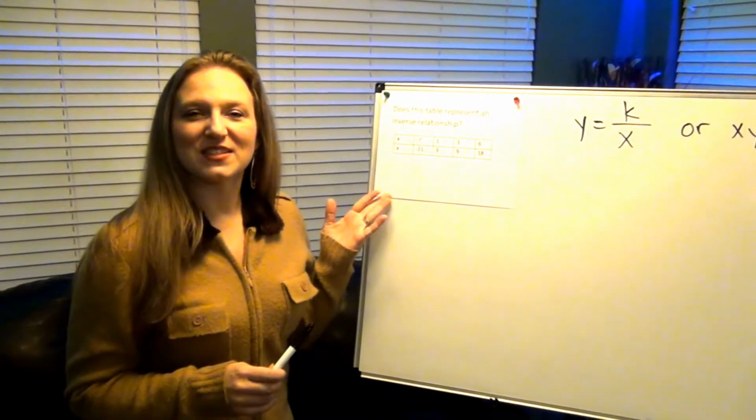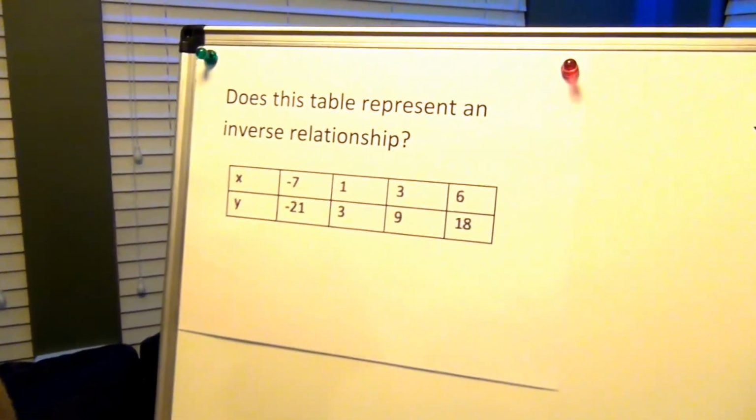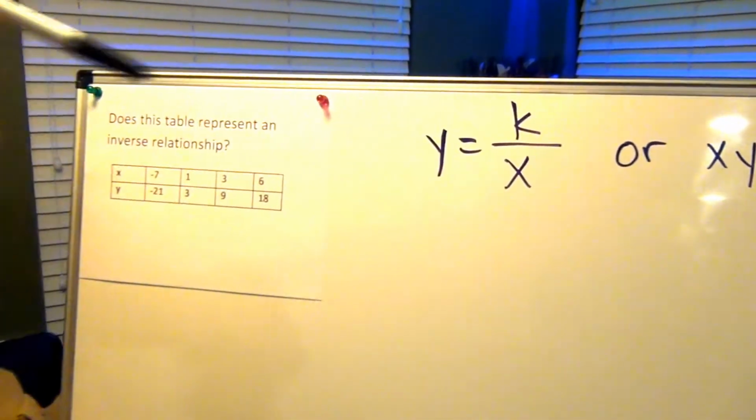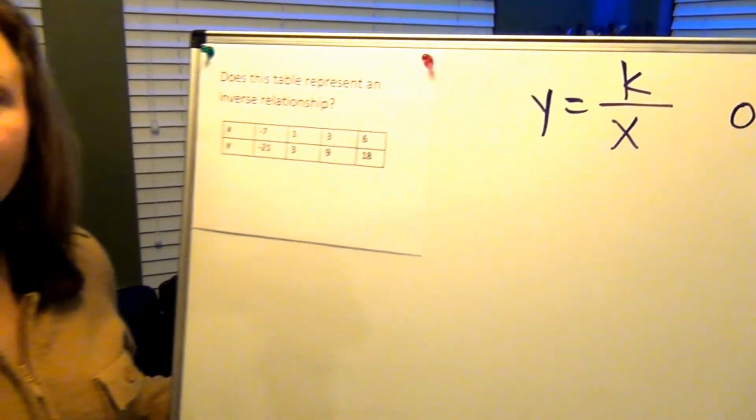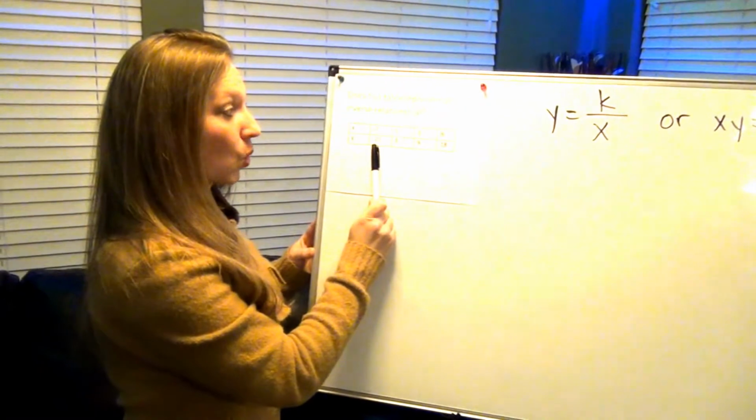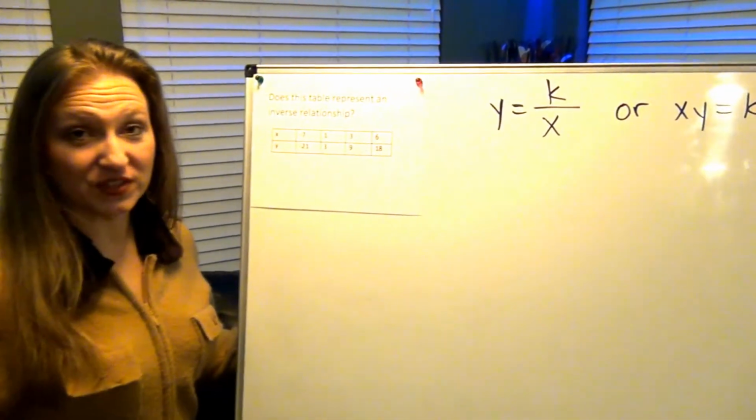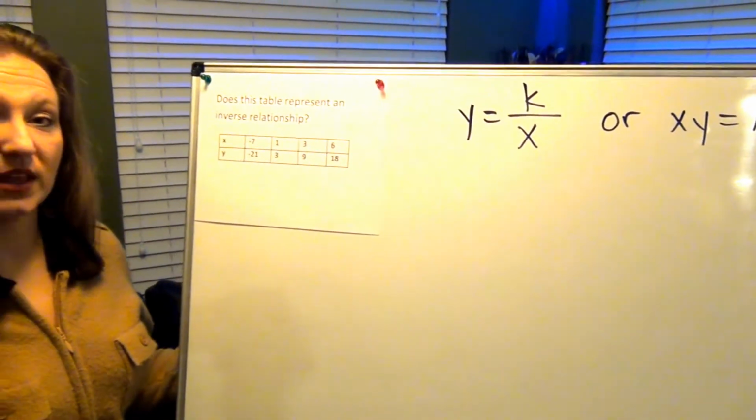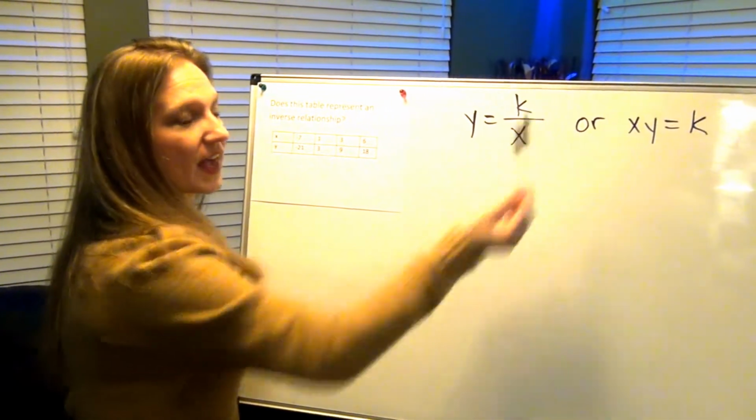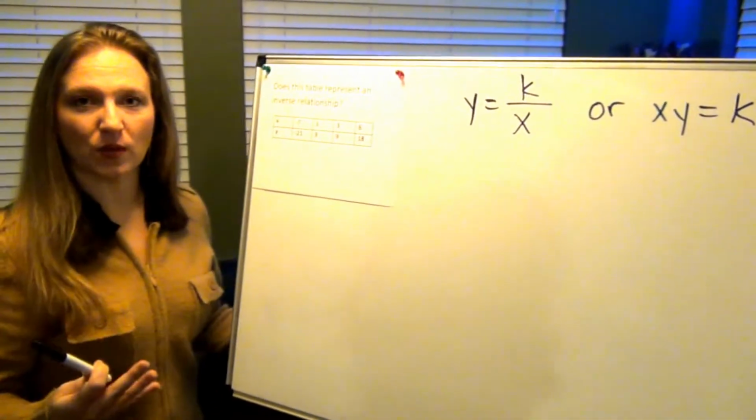This question is asking if this table represents an inverse relationship. One thing we know about an inverse relationship is as x increases, y decreases. So that's one thing we can look at in our table. X is increasing here, is y decreasing? It's really not. So we can already tell at this point that it's not going to be an inverse relationship. But another way is to check and see if they have a constant ratio that will come up.